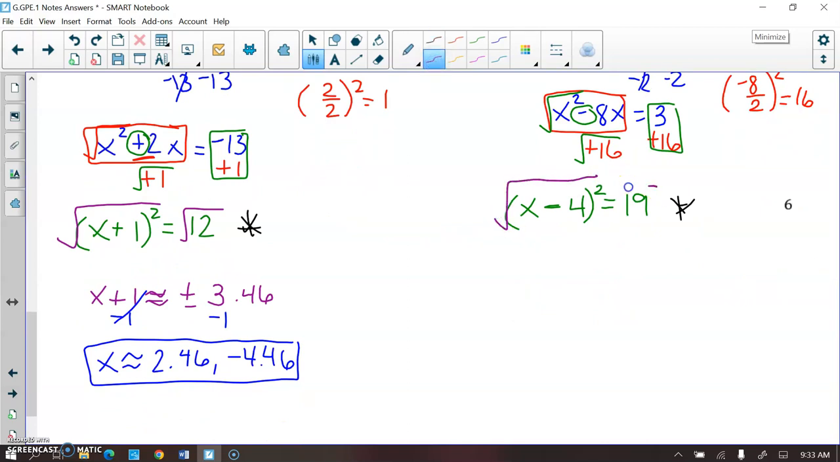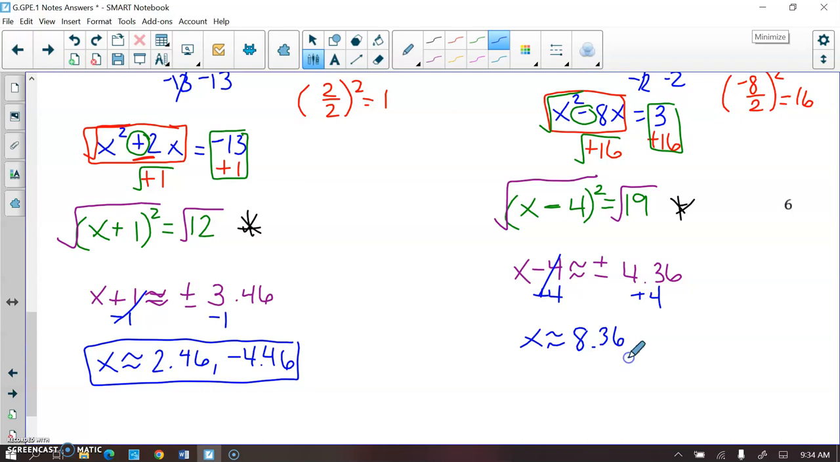I would take the square root of both sides to get x minus 4 is approximately equal to plus or minus the square root of 19, which comes out to be approximately 4.36. I would then add 4 to both sides to get x is approximately equal to 8.36 or negative 0.36.